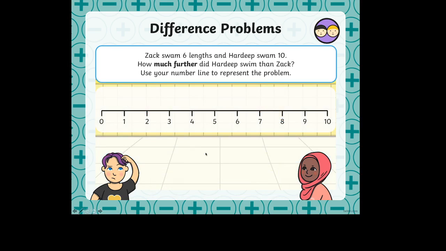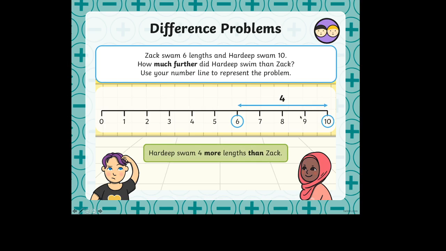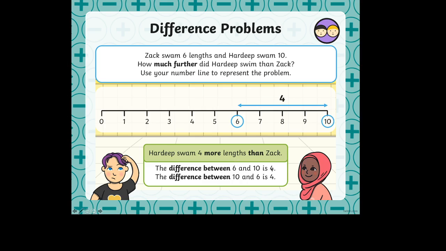Right then, another problem. So we've still got Zach and Hardeep. Zach swam 6 lengths and Hardeep swam 10 lengths. How much further did Hardeep swim than Zach? So let's find those numbers on the number line again. 6 and 10. And this time, how much further? So we're not going backwards because that was less. How much further? That's more. So we're going to start on 6 and we're going to count on till we get to 10. Ready? 1, 2, 3, 4. So Hardeep swam 4 more lengths than Zach. The difference between 6 and 10 is 4. Oh, this one's right. The difference between 10 and 6 is 4.